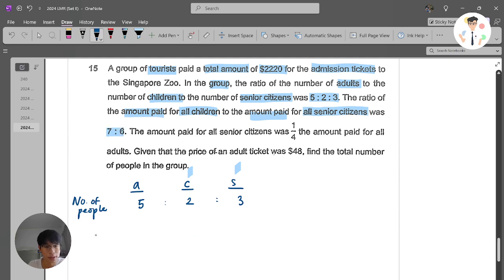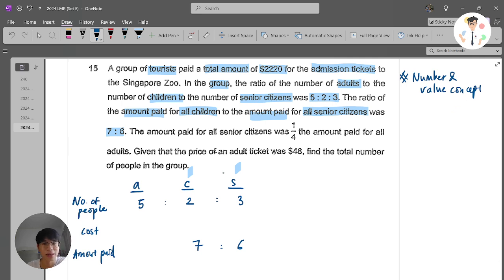Means that the cost and the amount paid. Now here is 7, here is 6. Now by looking at this point of time, you should understand that this is actually a number and value concept. I mean, if you are my students, you should know this number and value concept by now. Okay, and I always prefer you guys to use a table to arrange this nicely.